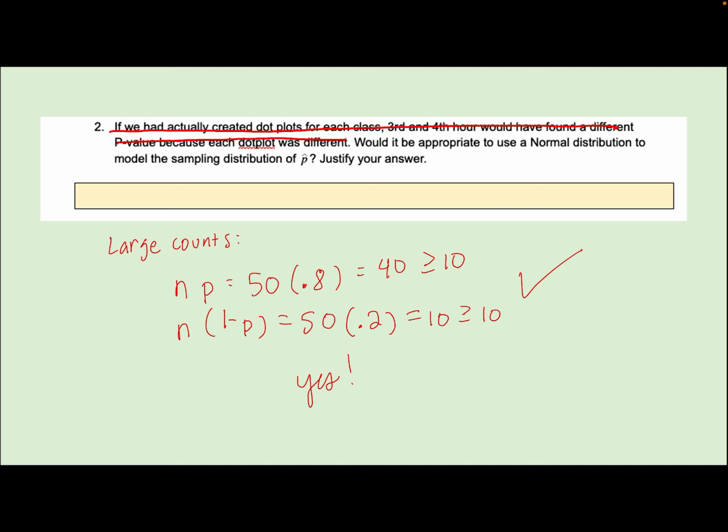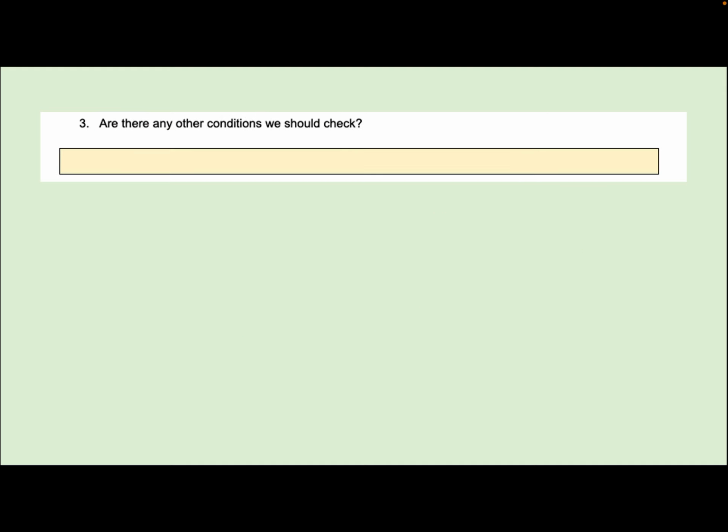All right, for the next one, are there any other conditions we should check? Yes, we need to check for random, and we need to check the 10% condition. For random, this is a little weird, but we're just going to assume random. To get a truly random sample here, you would have to have a record of all of the free throws I've ever shot, and then use a random number generator or something to select 50 of them. However, that's not super realistic, so we're just going to assume that it's random.